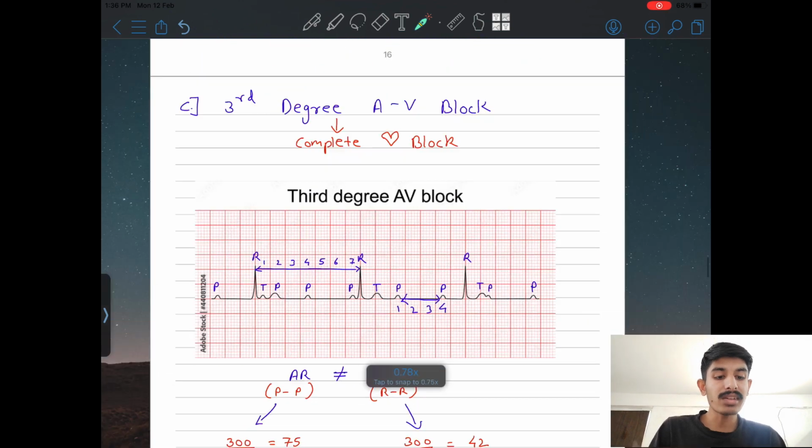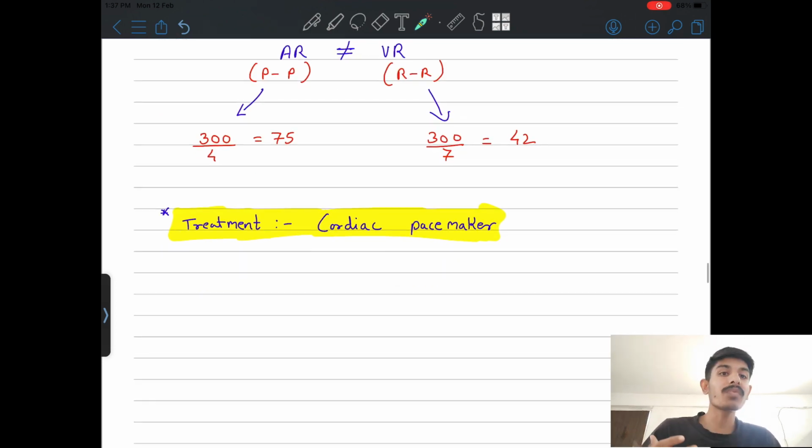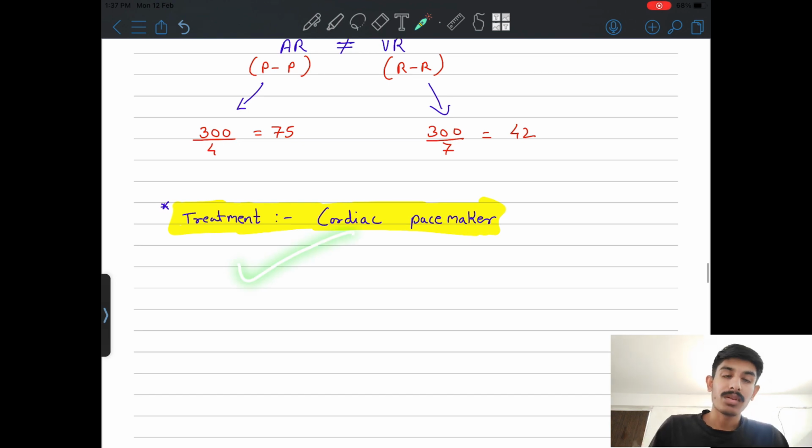Okay, this is the simplest way by which you can differentiate all the ECGs. And what is the treatment for third degree heart block? Complete heart block is there, so you will put a cardiac pacemaker.